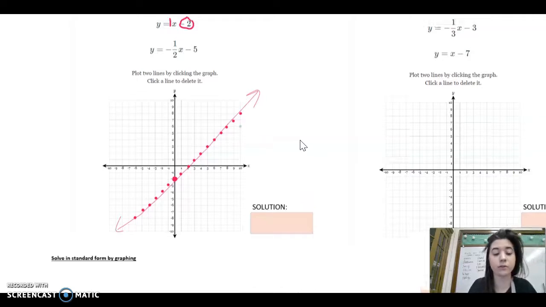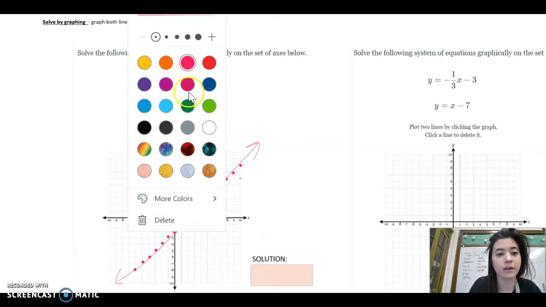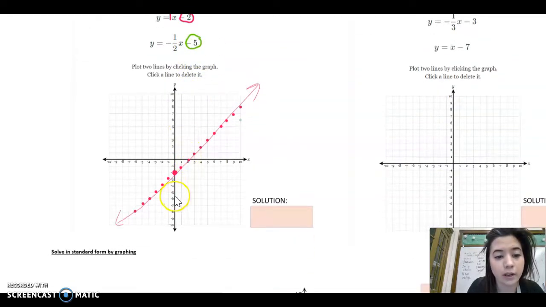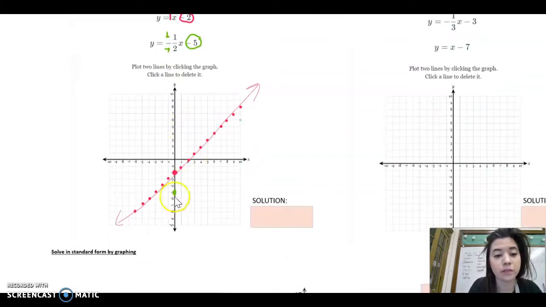Okay, there's our first one. Now my second graph. Negative 5 is my y-intercept, so we're going to start at negative 5. And then negative 1/2 is my slope, so that means I'm going down 1. If it's negative, you're going down. And then to the right 2.